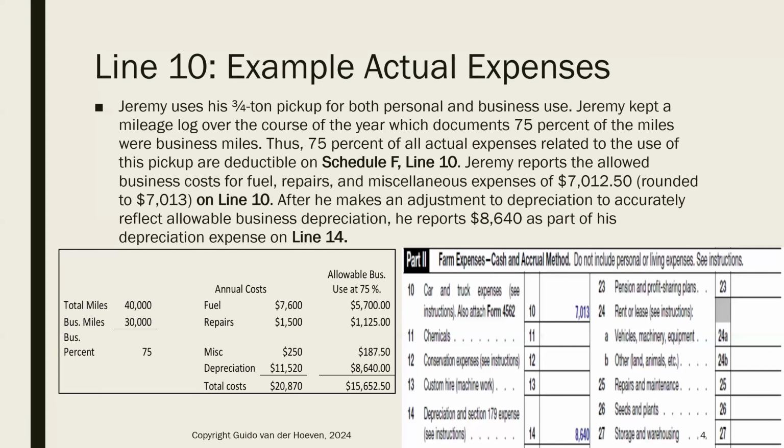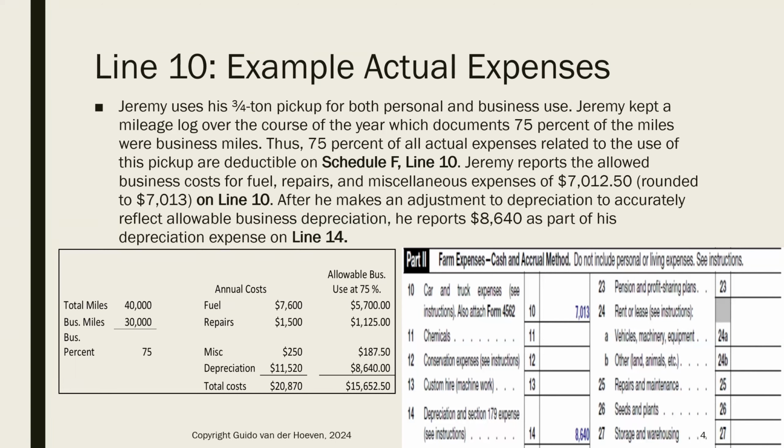You can see that in the little box at the lower left, where we have total miles of 40,000 miles, and business miles per the log were 30,000. So that's where we get our 75%. Therefore, 75% of all of his actual expenses are going to be allowed to be deducted on Schedule F.